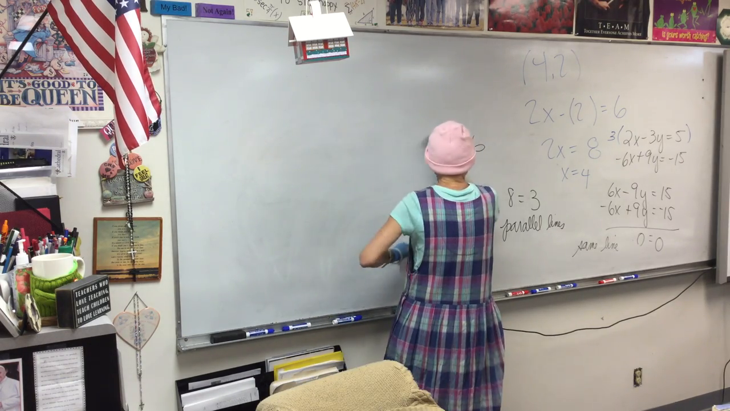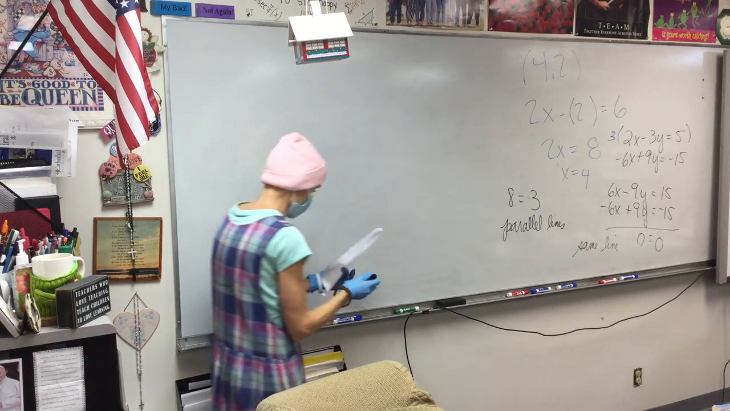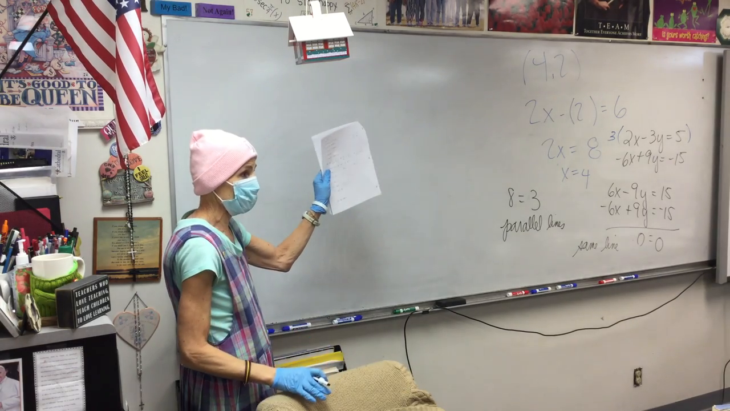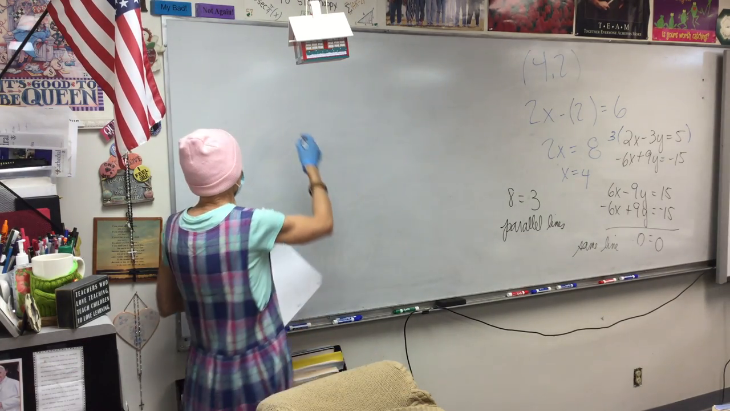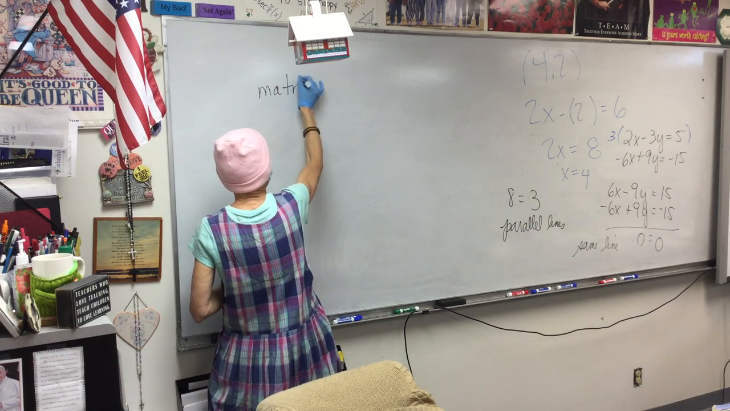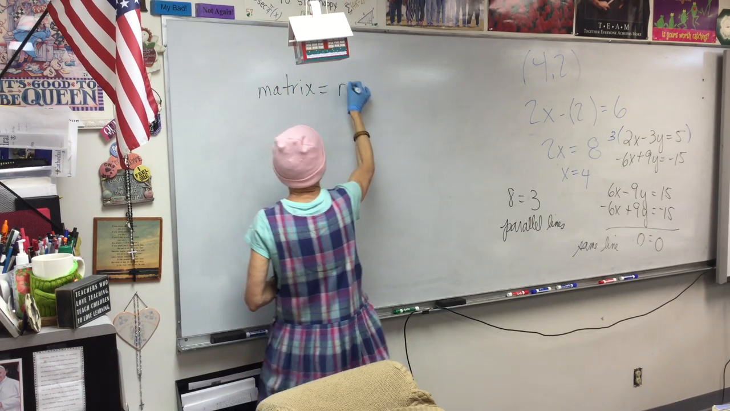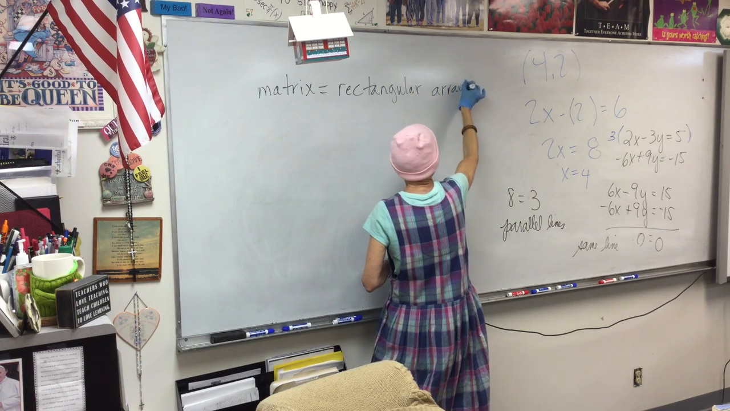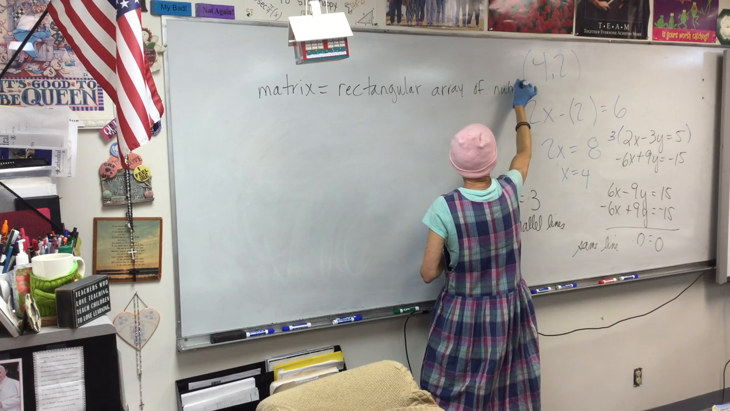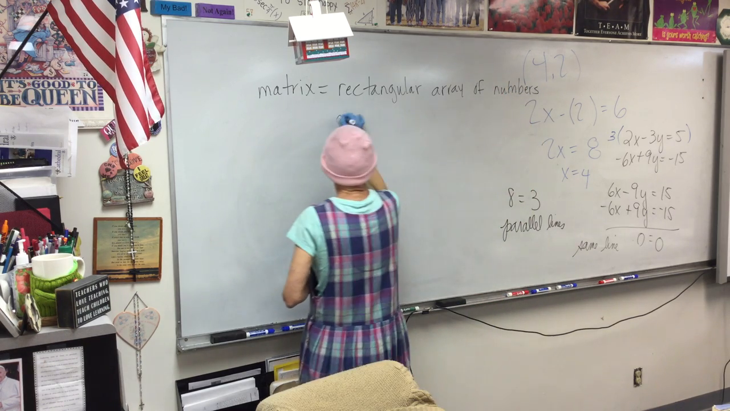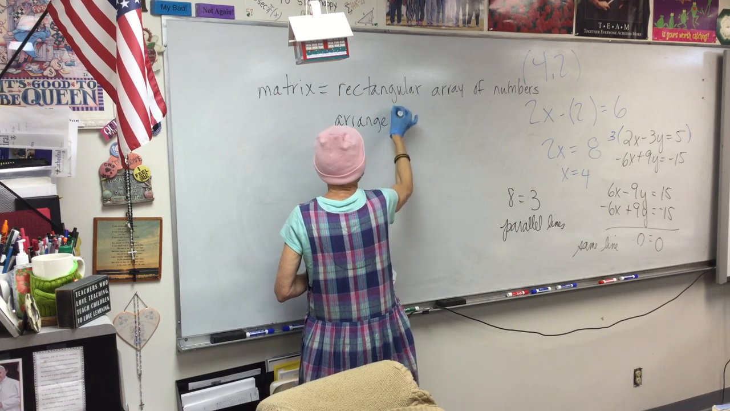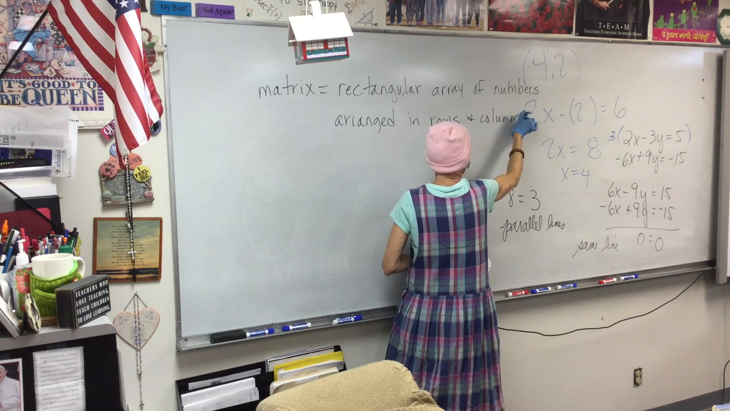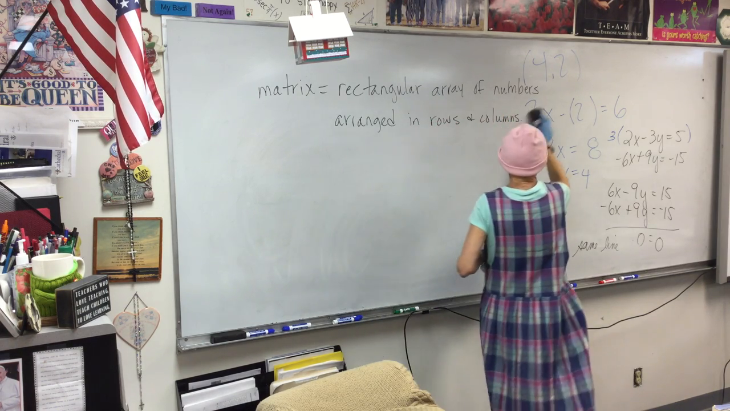All right, we're on our note sheets backside. Vocabulary, everybody ready? First word up there is matrix. I want you to write the definition. Rectangular array of numbers arranged in rows and columns. So everybody's going to write the definition.